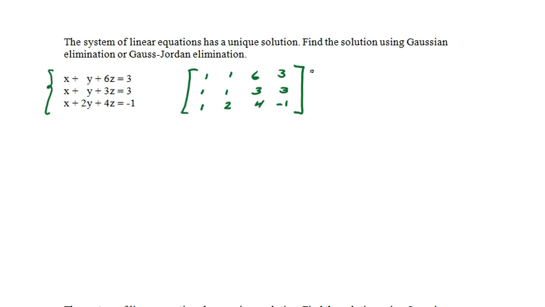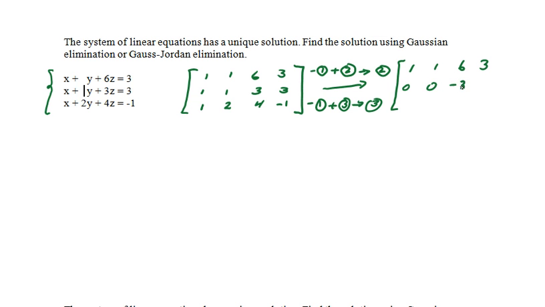Now I'm going to multiply row 1 by -1 and add it to row 2 and put that into row 2. Multiply row 1 by -1, add it to row 3 and put it into row 3 in order to get zeros in column 1, rows 2 and 3. So we now have 1, 1, 6, 3; 0, 0, -3, 0; 0, 1, -2, -4.